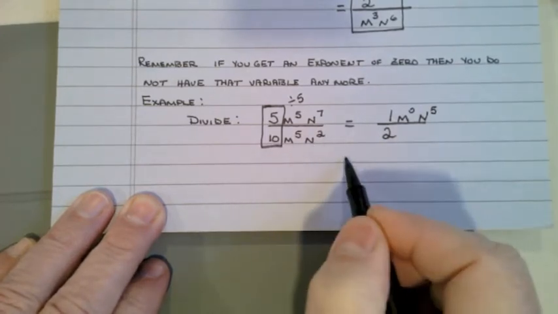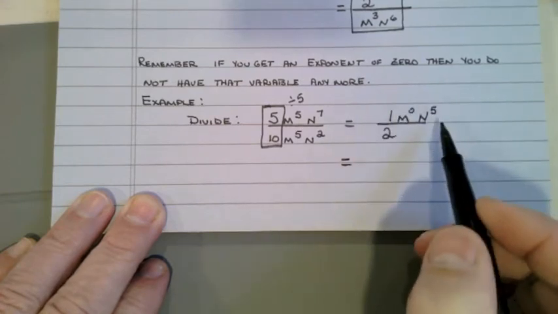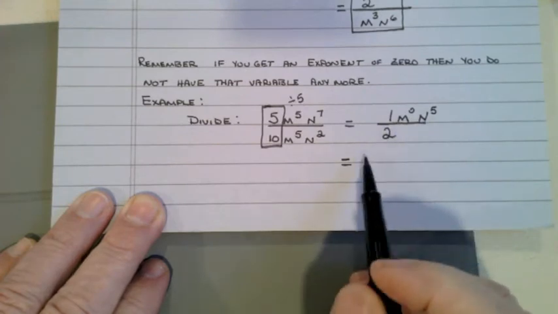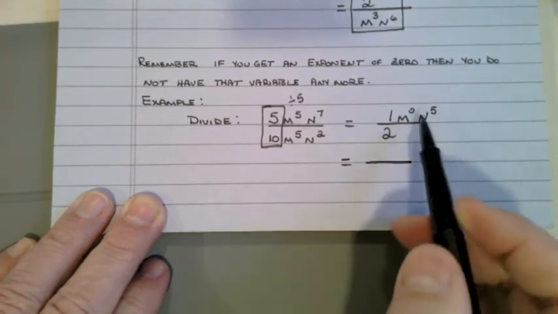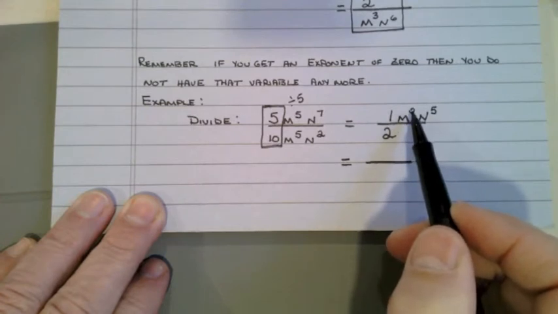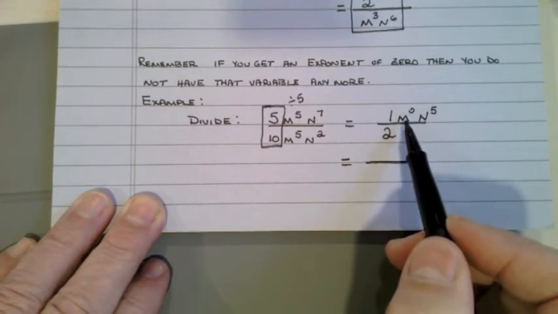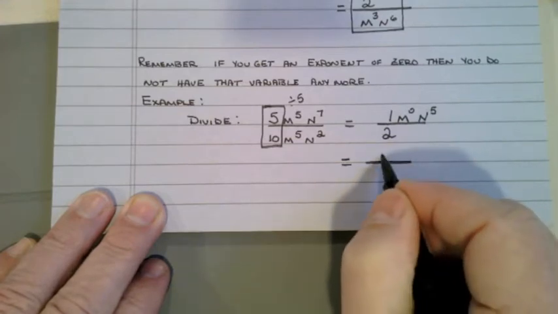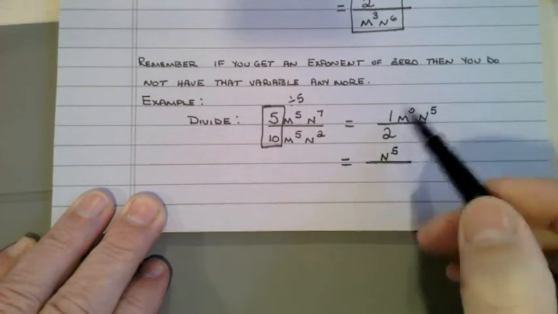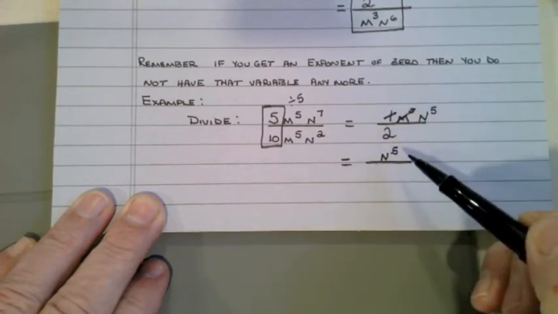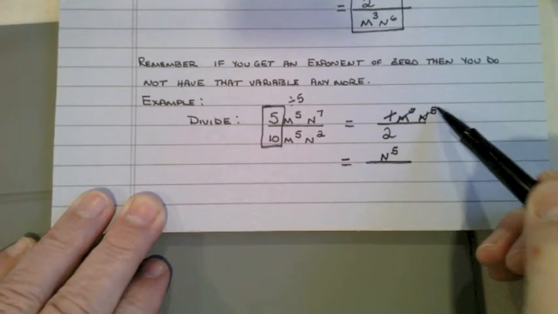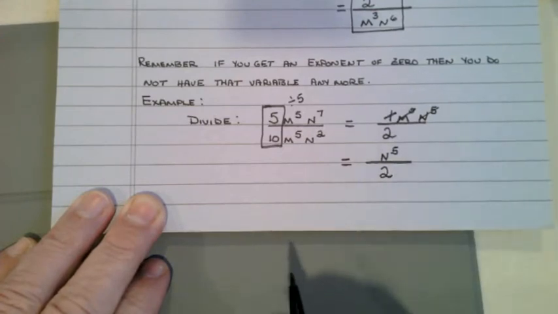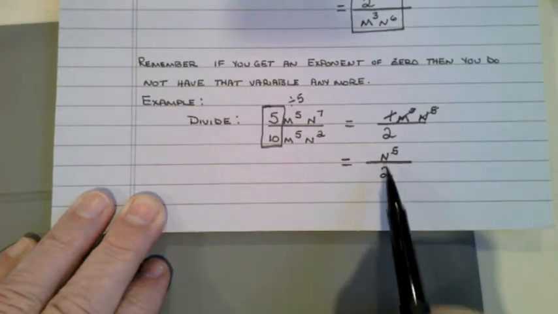Once I go through this, then I need to clean this up. I don't have to write 1s in front of these variables, so I'm not going to write that 1. I don't have to write this variable because this exponent of 0 is telling me there are none of these variables. So the first thing I write down in the top is n to the 5th power. I didn't have to write this 1. Don't have any m's, and I've written that down. The only thing I have left to write down is this 2 in the denominator. So my answer is n to the 5th power divided by 2.